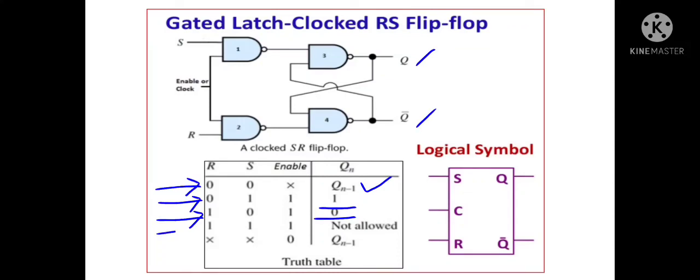And as usual, if we come to the last state where both are 1 1, then we have already discussed that this is called a forbidden or not allowed condition in case of flip-flops. And of course, in all these input conditions, the enable input or clock input should compulsorily be 1. And this last figure indicates the logical symbol of the clock RS flip-flop. As usual, it has S input, R input, one more clock input, and two outputs, Q output and its complemented Q bar output.